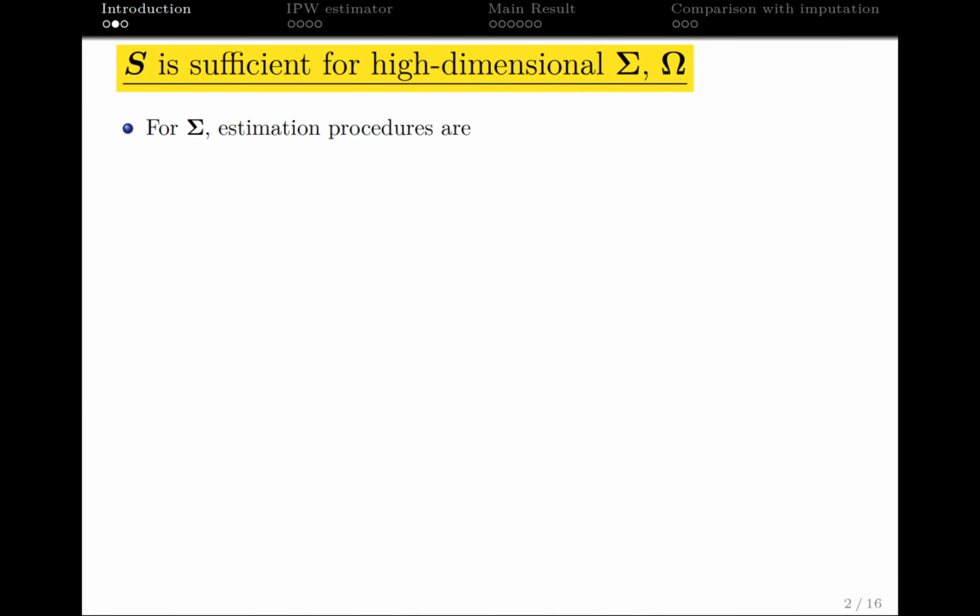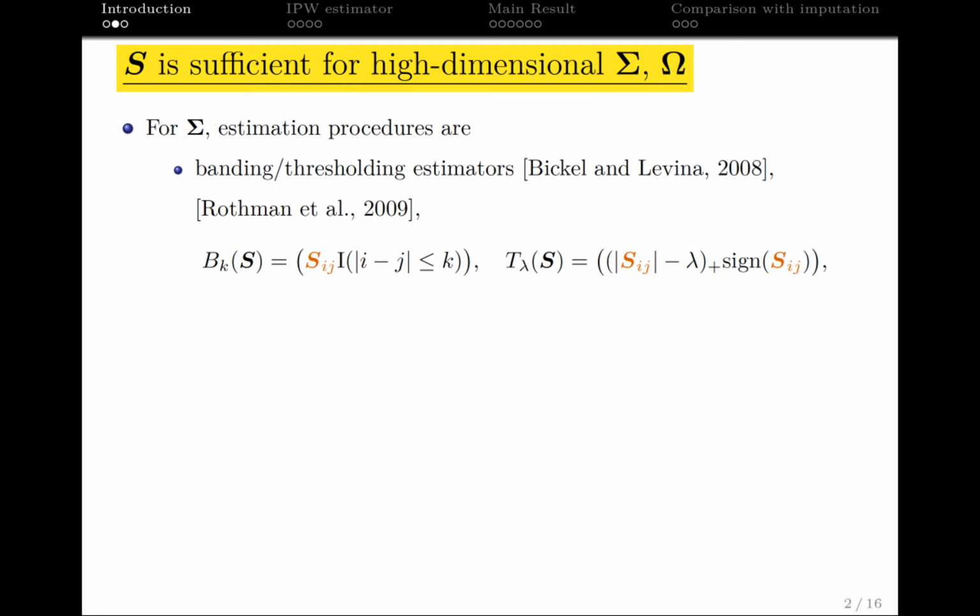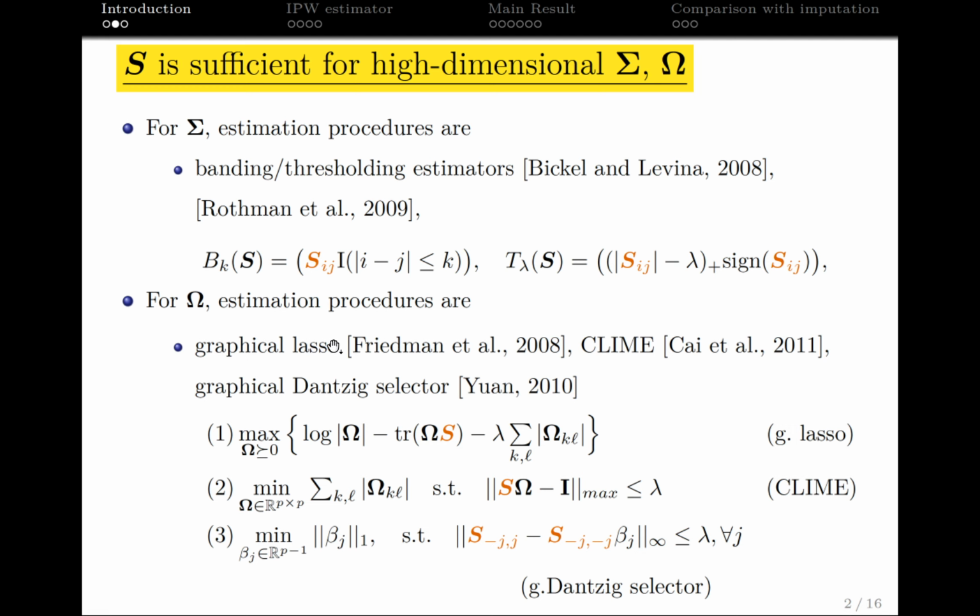When you estimate the high-dimensional covariance matrix, banding and thresholding operators are popularly used. These are banding and thresholding operators, and you can see that they are applied to the sample covariance matrix element-wisely. As for precision matrix, there are popular methods such as graphical lasso, CLIME, or graphical Dantzig selector. Their optimization problems are given here, and you can find that each optimization problem depends on the data only through the sample covariance matrix.